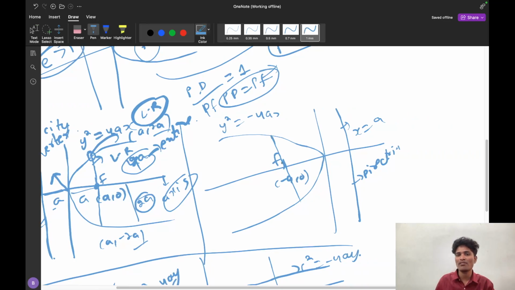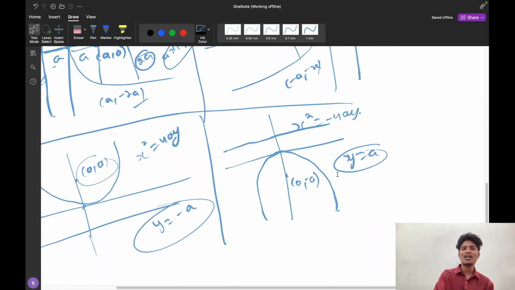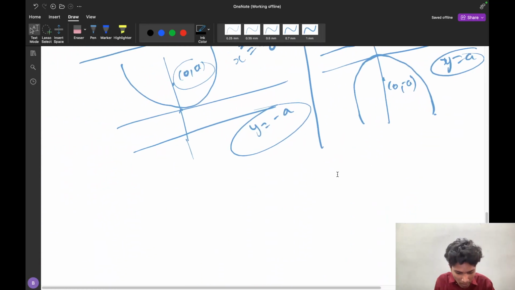So you can visualize this. What is the latus rectum of this type, y square equal to minus 4ax? The end points will be minus a comma 2a, and minus a comma minus 2a. And the vertex is 0 comma 0 only. So these are the different types of parabola which I want to discuss.